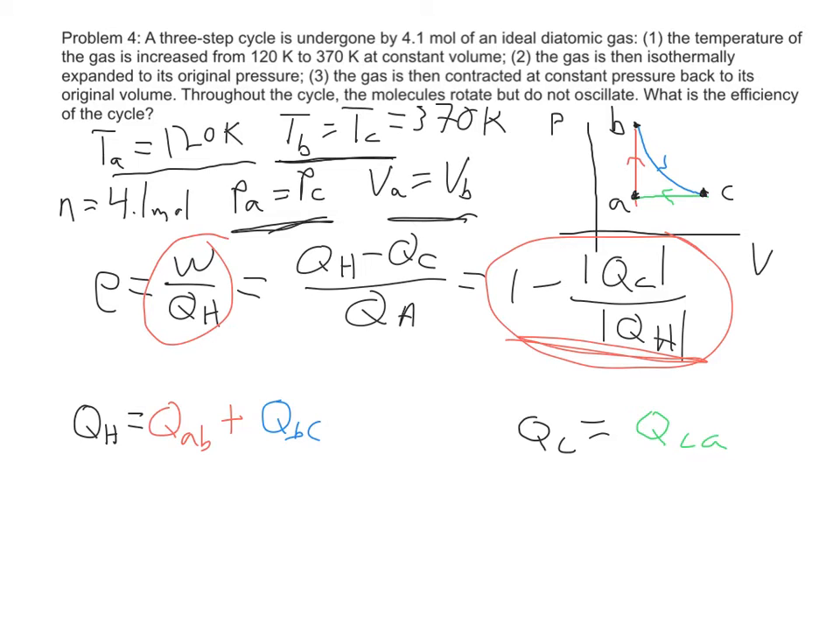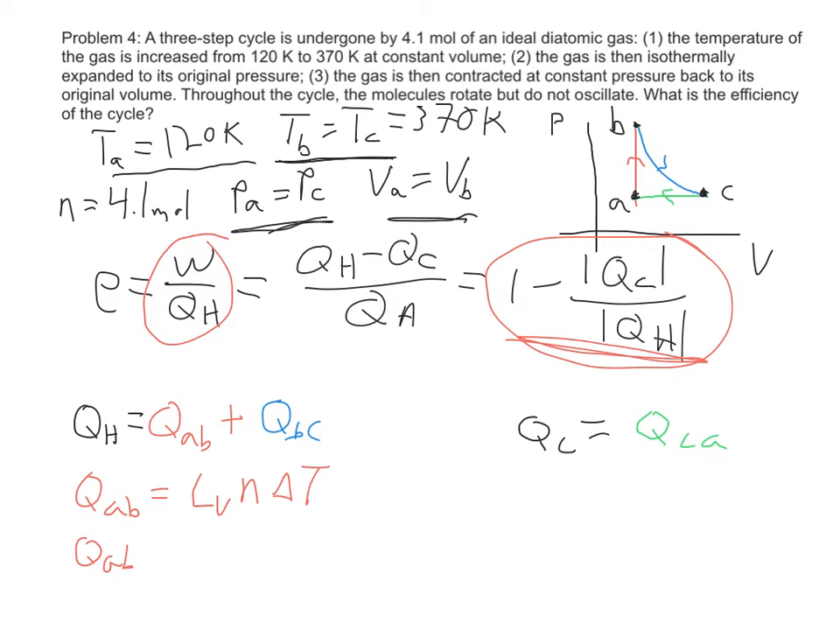So the question then is, what is our Q value during each of these different transitions? So QAB, we have a transition at constant volume, and we know from our handy equation sheet about thermodynamics, or just from our notes or memory, that for a constant volume transition the heat entering the system will be CV n delta T. The nice thing here is we know what n is, we know what delta T is, so the question is, what is CV?